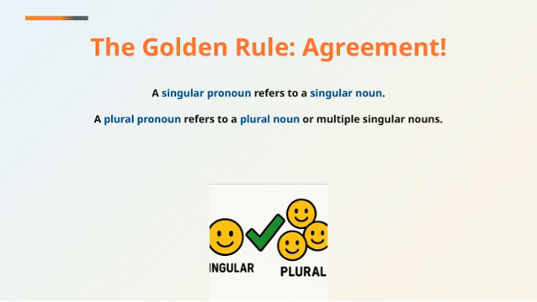Now, the most important idea here is the golden rule of pronouns, agreement. This means your pronouns need to agree with the nouns they refer to in number. If you're talking about a single person, use a singular pronoun. If you're talking about multiple people or things, use a plural pronoun. This rule is fundamental because it keeps your sentences clear and grammatically correct. And of course, it ties back to our overall theme of effective communication, making sure your message is understood without confusion. So, remember, match your pronouns to the number of the nouns they represent. That's the key to good agreement.